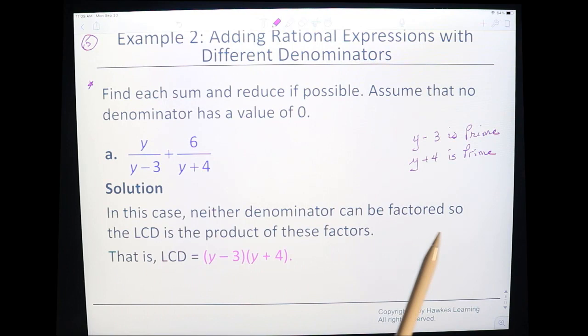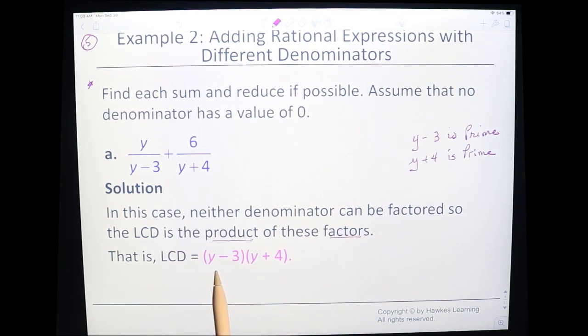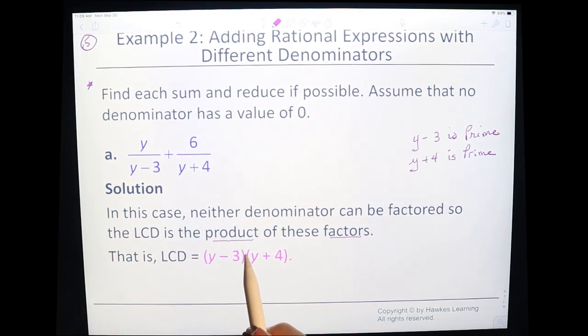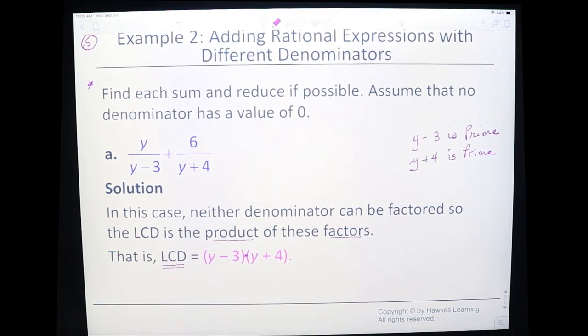When that happens, when neither denominator can be factored, remember we're going to form that product of the factors. So I've got a y minus 3 factor and I've got a y plus 4 factor, and they both have to be included in my LCD. So that's going to be my LCD.